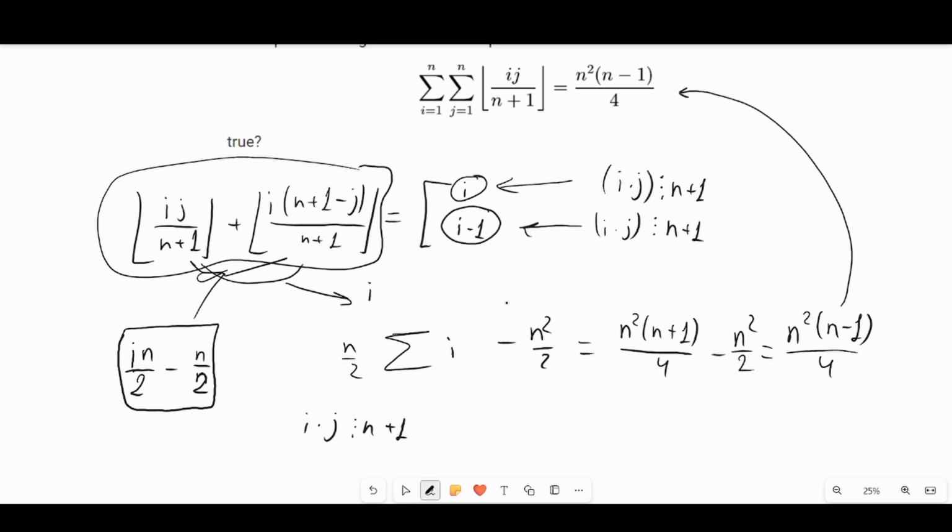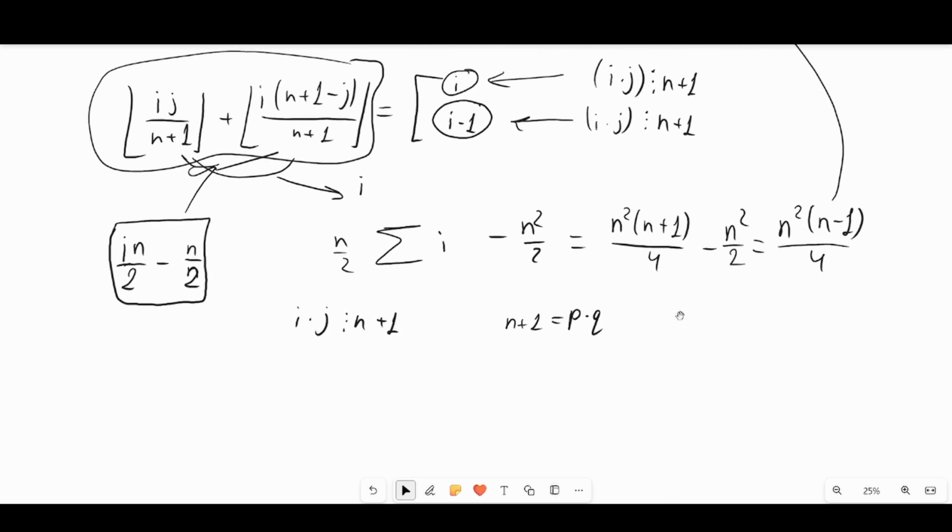But if n plus 1 is a composite number like p times q, we can always choose this p and q. So the only remaining point will be that n plus 1 must be a prime number p from the set of primes. And if we discuss p from the set of primes, we will see that this works. If we take this sum of the pairs, we get that the sum of the whole grid would be n squared times n minus 1 over 4.